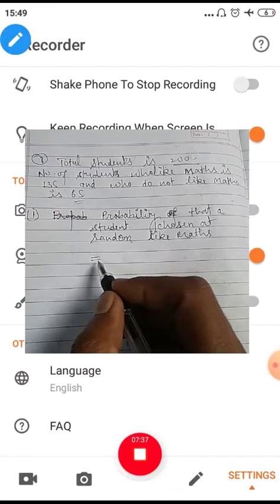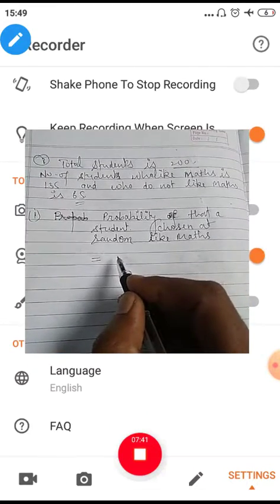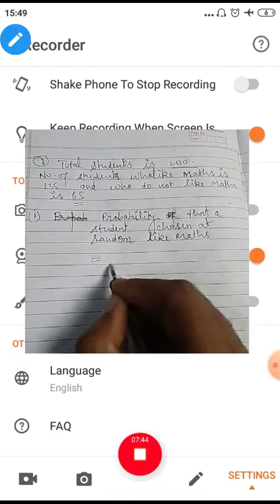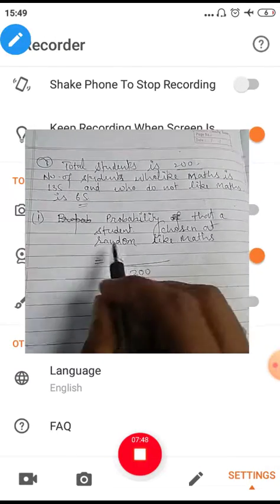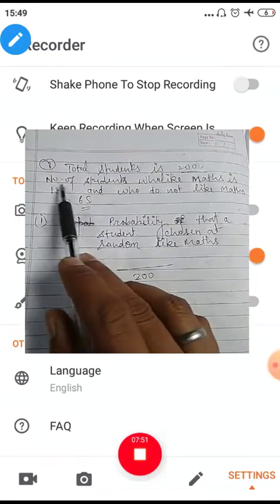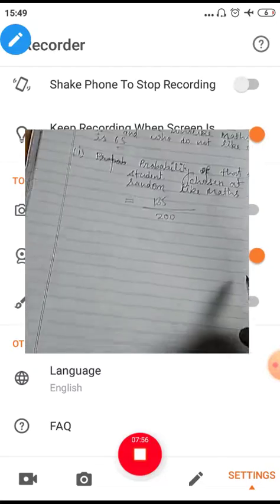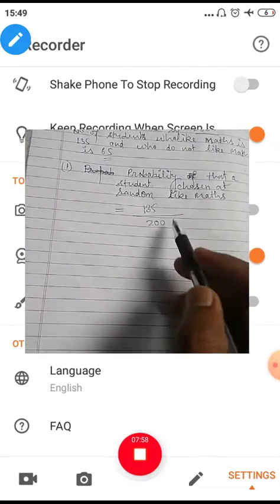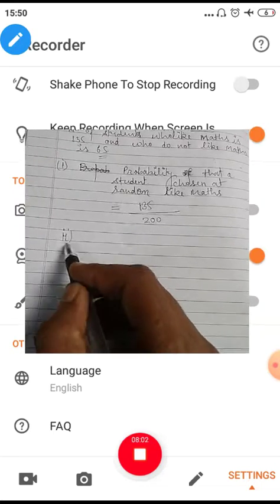How will you calculate? You have to write number of favorable outcomes upon total outcomes. So total outcome is what? 200, and the number of students who like maths is what? 135. So 135 upon 200. Okay, it is the answer. You can simplify it.